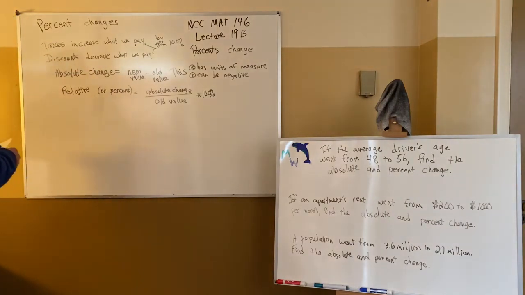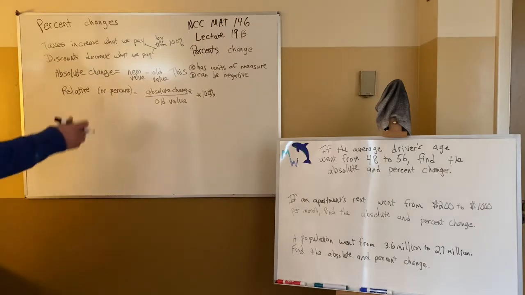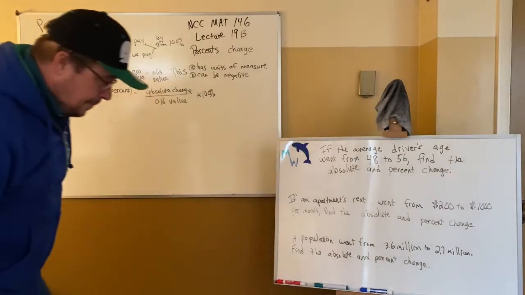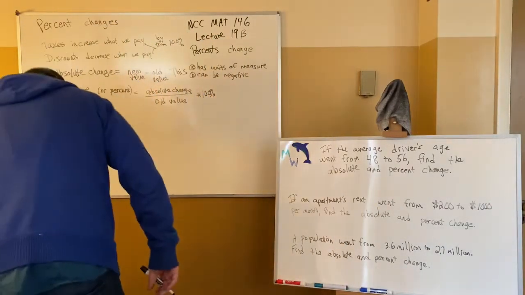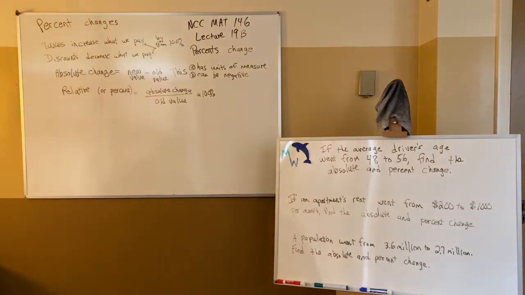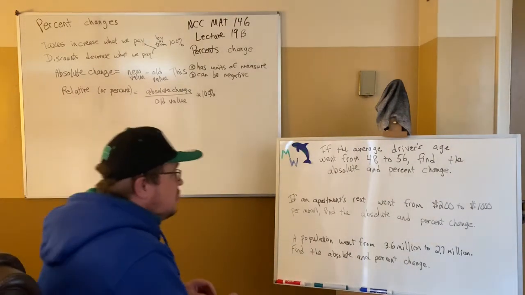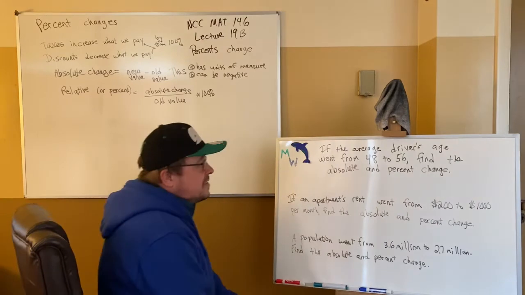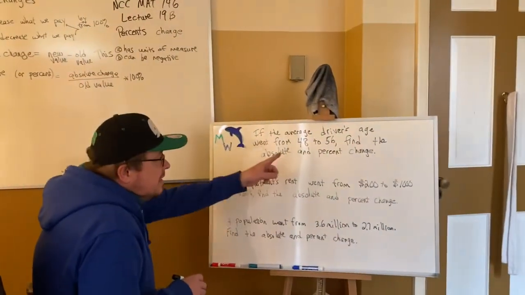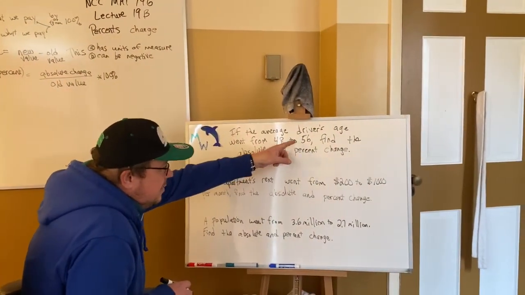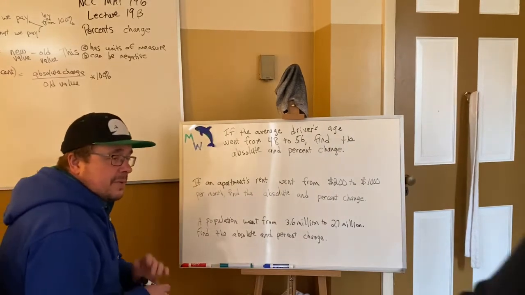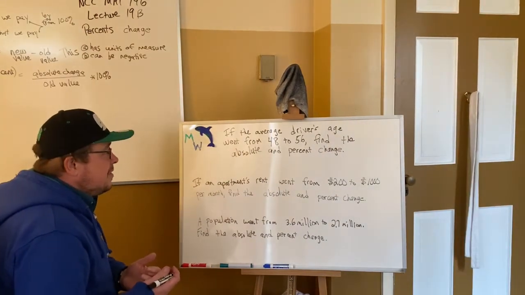So I'm going to work on 3 examples of this, and they're over here. I grab my calculator in case I want to lean on that. If the average driver's age went from 48 to 56, we can see that the old was 48 and the new is 56, and therefore this is going to be an increase. So this should be a positive change.